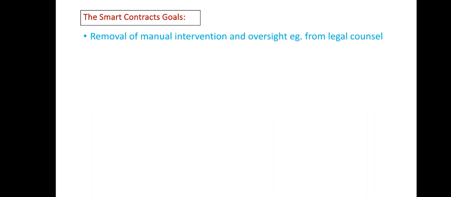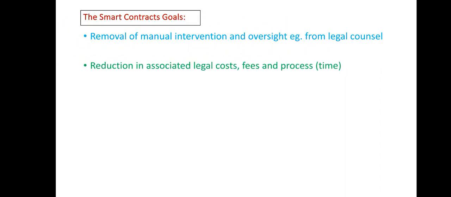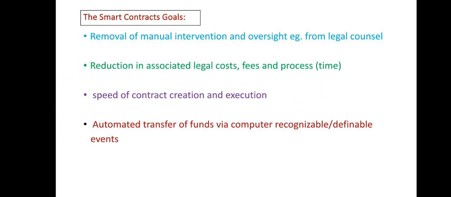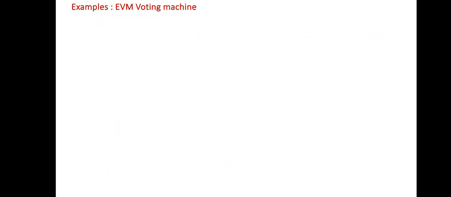Let's see. The first goal is removal of manual interaction and oversight, for example legal counsels, and reduction in associated legal cost, fees and processes. It also means process time: the speed of contract creation and execution is fast. That is the most important goal of smart contract. Then the next is automated transfer of funds via computer recognizable or definable events. And last is flexibility in the contract, which is not provided by the traditional system. These are the goals of smart contract.